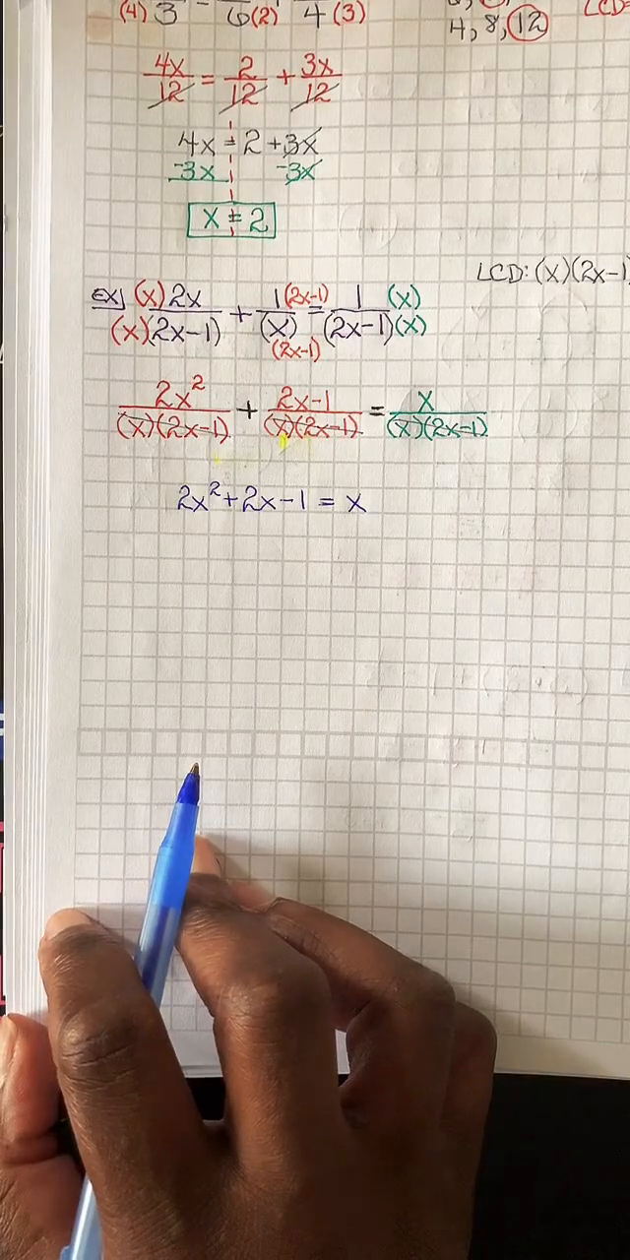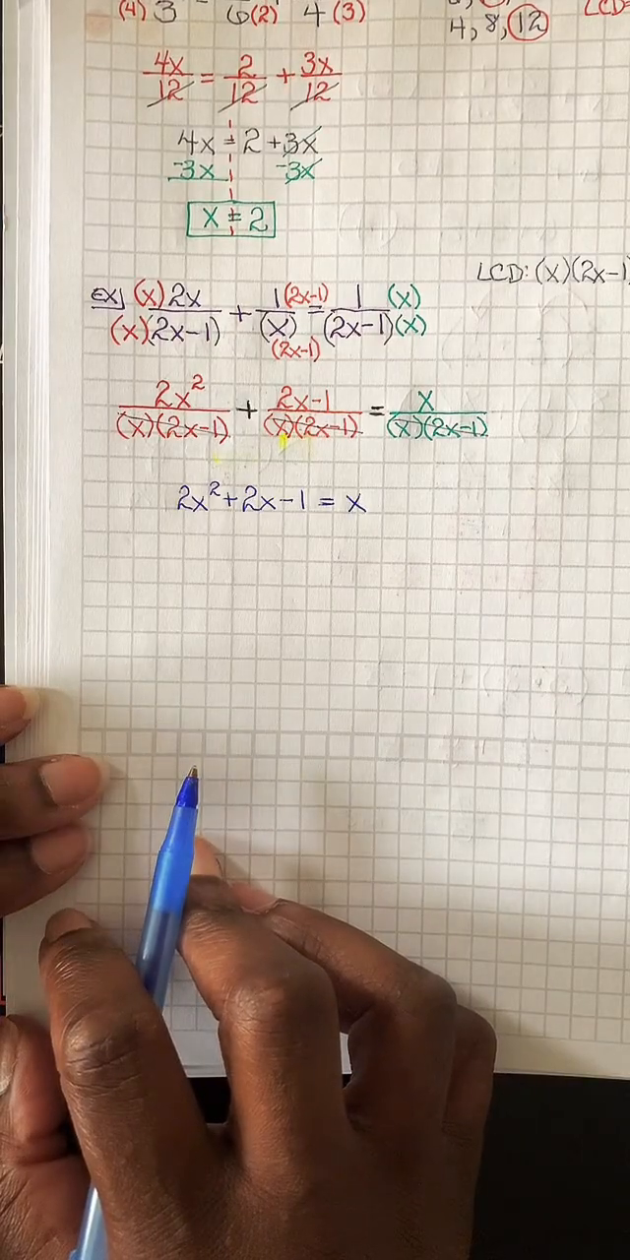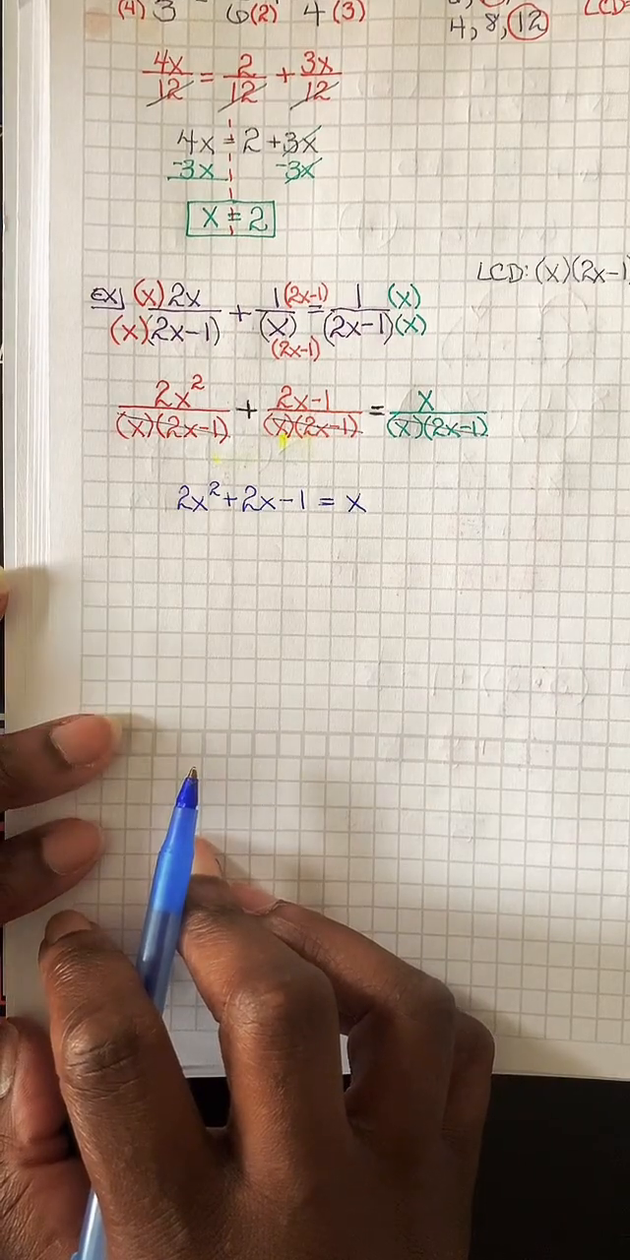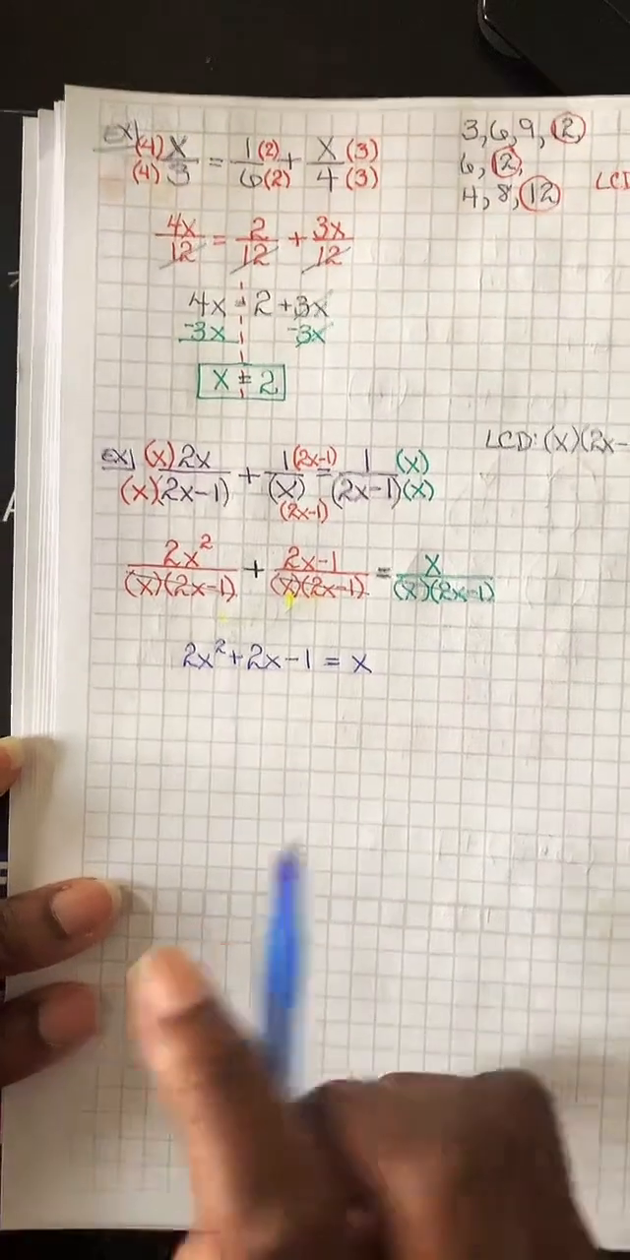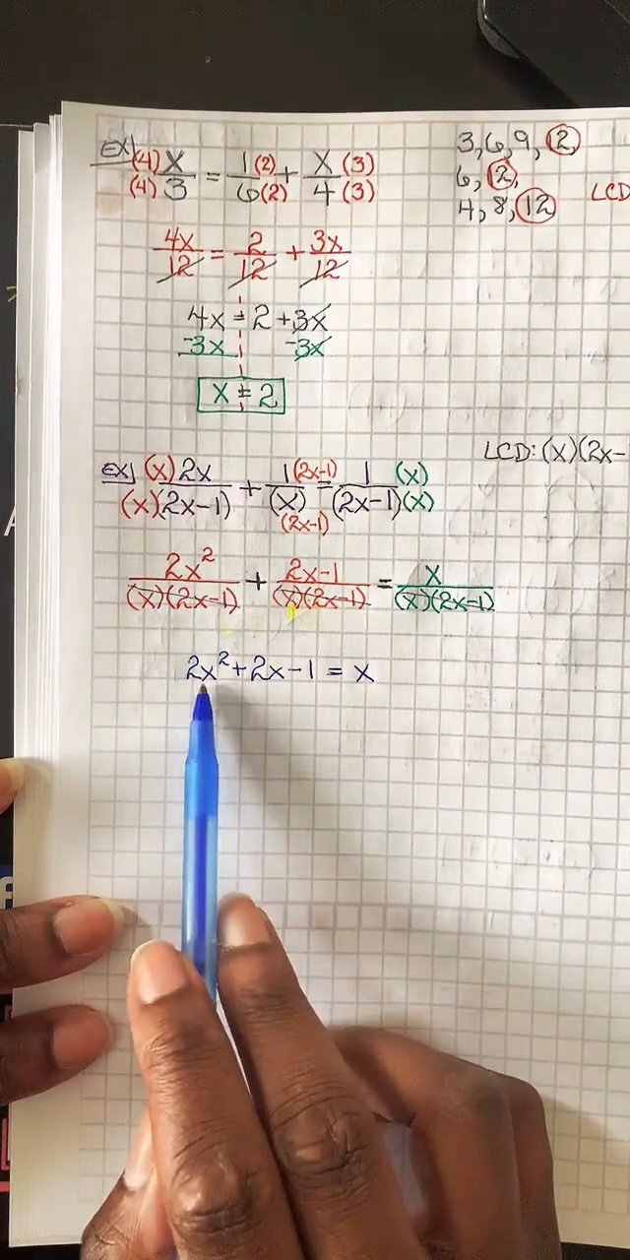What happened to the 2x? What happened to the 2x squared? 2x squared is still there. I brought it down here.